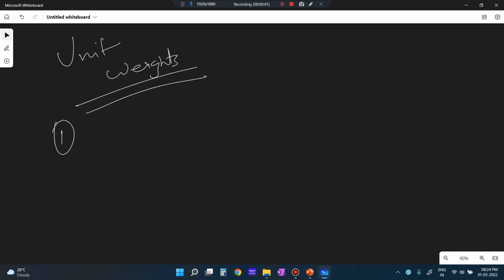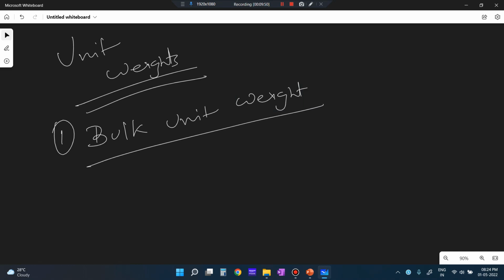Now, unit weights. Well, unit weight of a soil is defined as the weight per unit volume, the weight of the soil per unit volume of the soil. So there are several types of unit weights. The first one is the bulk unit weight. It is represented by gamma. It is the total weight of the soil to its volume.